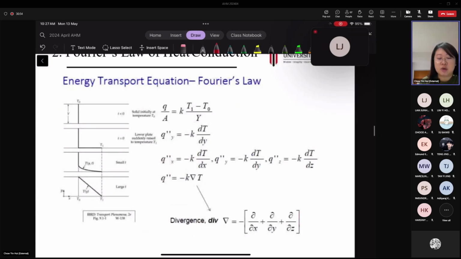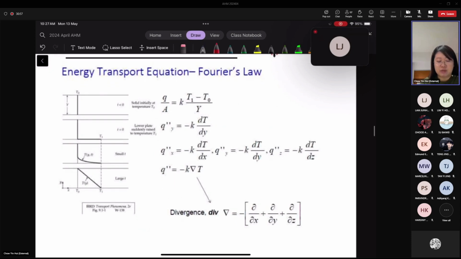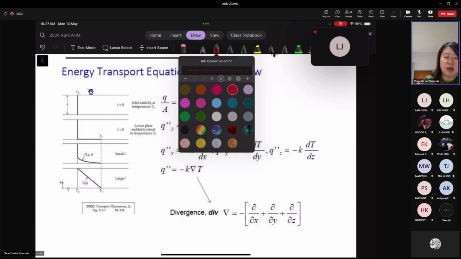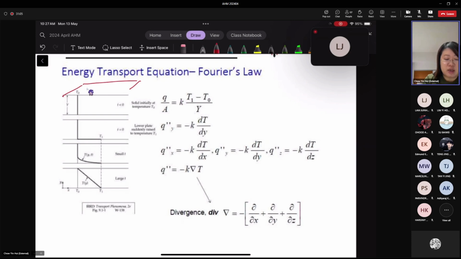Now let's look at this diagram here. Let's say you have a solid at two different boundaries. At the start of an experiment, this solid has a thickness of y, and at times smaller than 0, each of these boundaries, each of these surfaces, is held constant at an initial temperature of T0.